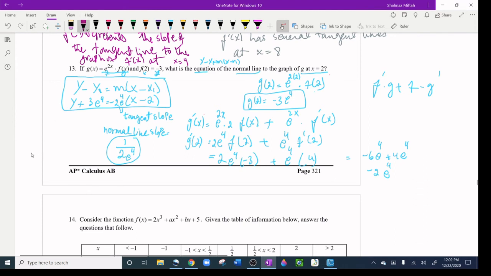Now I'm going to make up my equation, which is my answer: y plus 3e to the power 4 equals 1 over 2e to the power 4 times (x minus 2). And that's my final equation. This is my normal line equation. I have to get the tangent slope first, and then I can do the reciprocal and opposite and that will give me normal. I just had to change this slope.